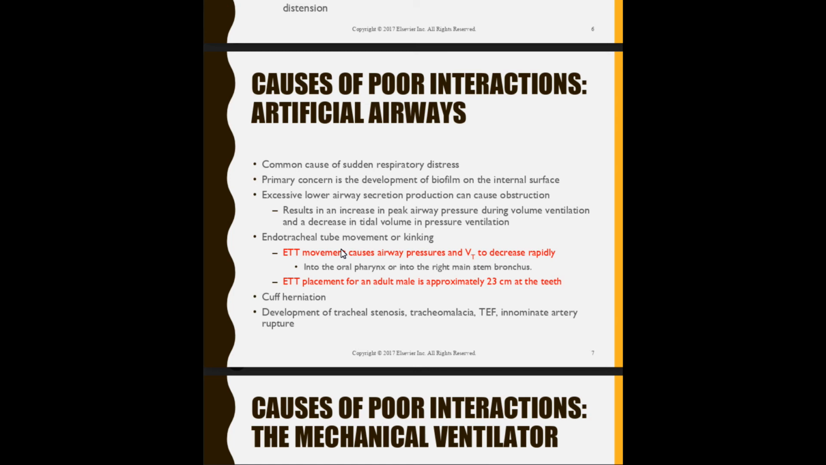Okay. Endotracheal tube placement for an adult male is approximately 23 centimeters at the teeth. All right, that's on the exam. Straight up. Just remember that.